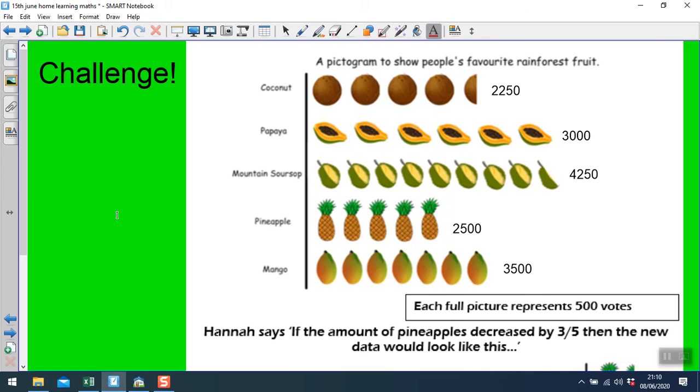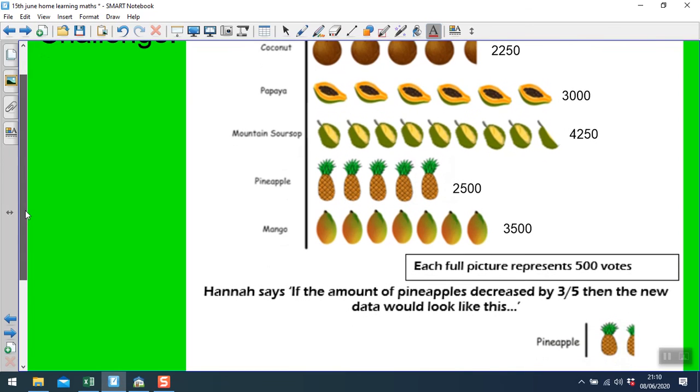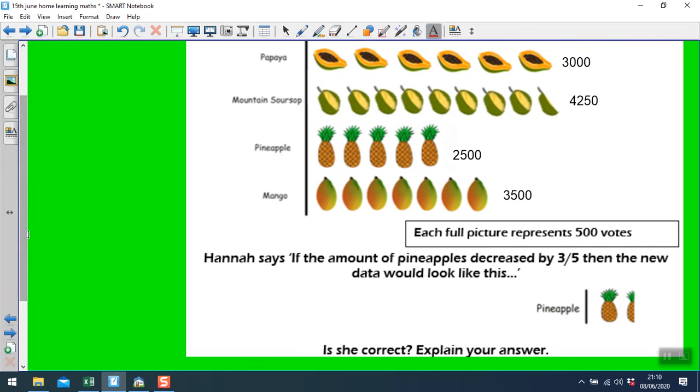Well done if you got those right. Now let's look at this tricky question. Hannah says if the amount of pineapples decreased by 3/5, then the new data would look like this. So 1.5 pineapples. Is she correct? Explain your answer. So we've got to think back to when we did fractions of numbers.